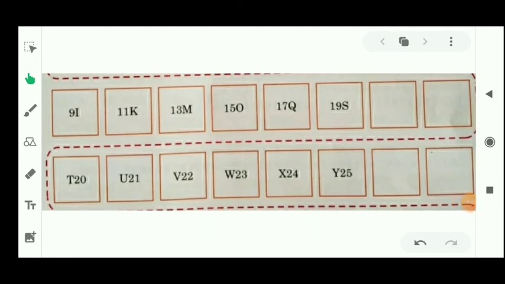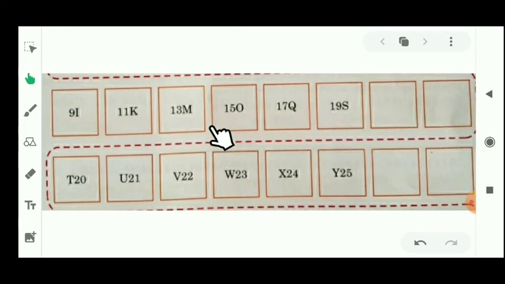Let's see, students, the next pattern. Read all the numbers only. 9 plus 2, 11, 11 plus 2, 13, 13 plus 2, 15, 15 plus 2, 17, 17 plus 2, 19, 19 plus 2, that means here will become 21, then 21 plus 2, here number will be 23.